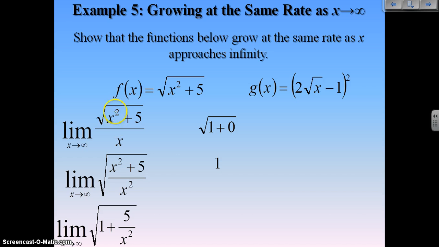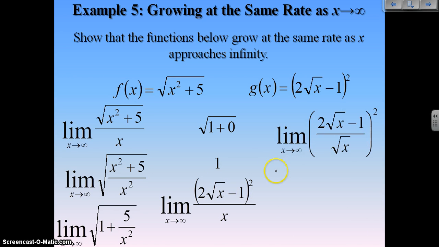So that has shown that this function here, radical x squared plus 5, and x grow at the same rate, which makes sense because the square root of x squared is x, so that would make sense that they grow at the same rate. Now let's make sure that the second function also grows at the same rate as x. So we have this, we have infinity over infinity again. So I'm going to move this inside the square.